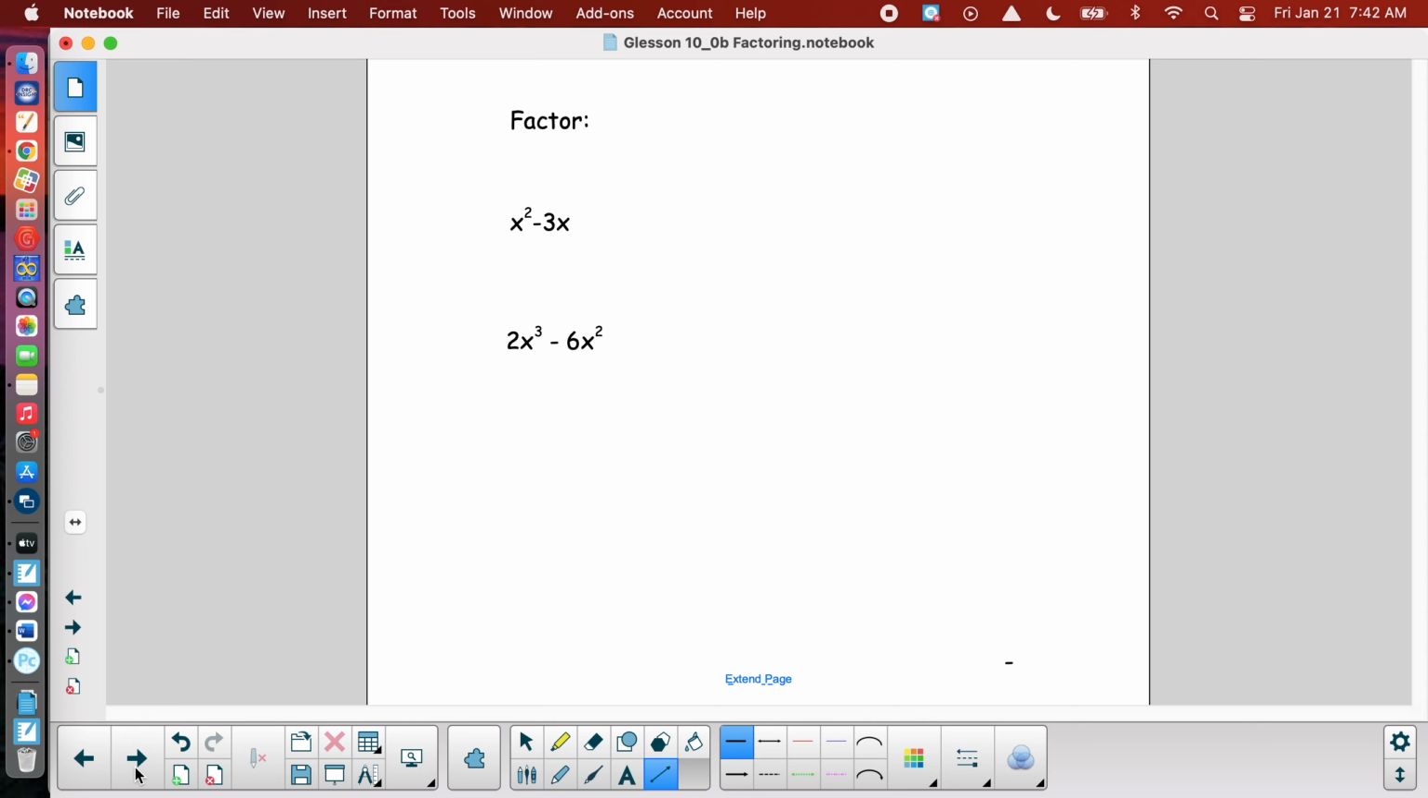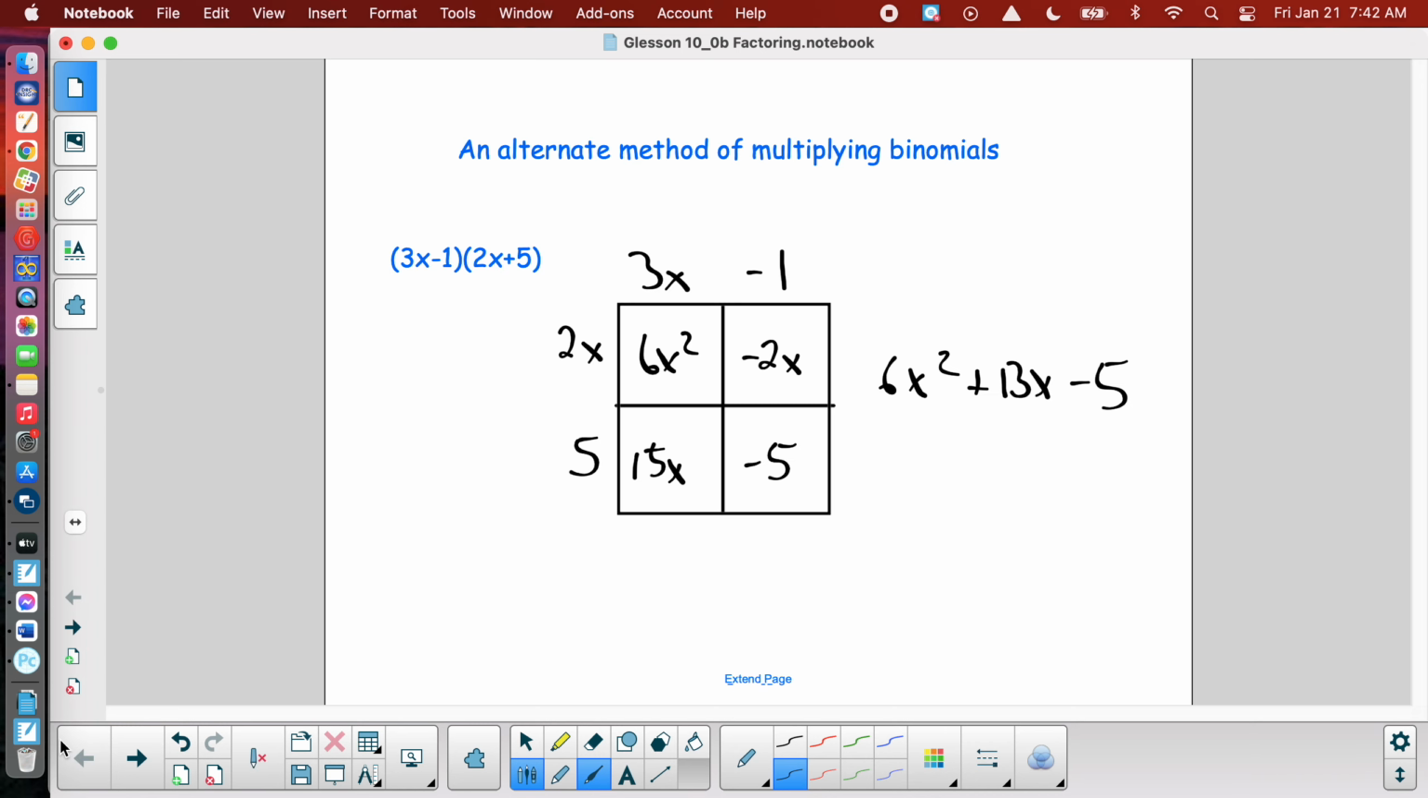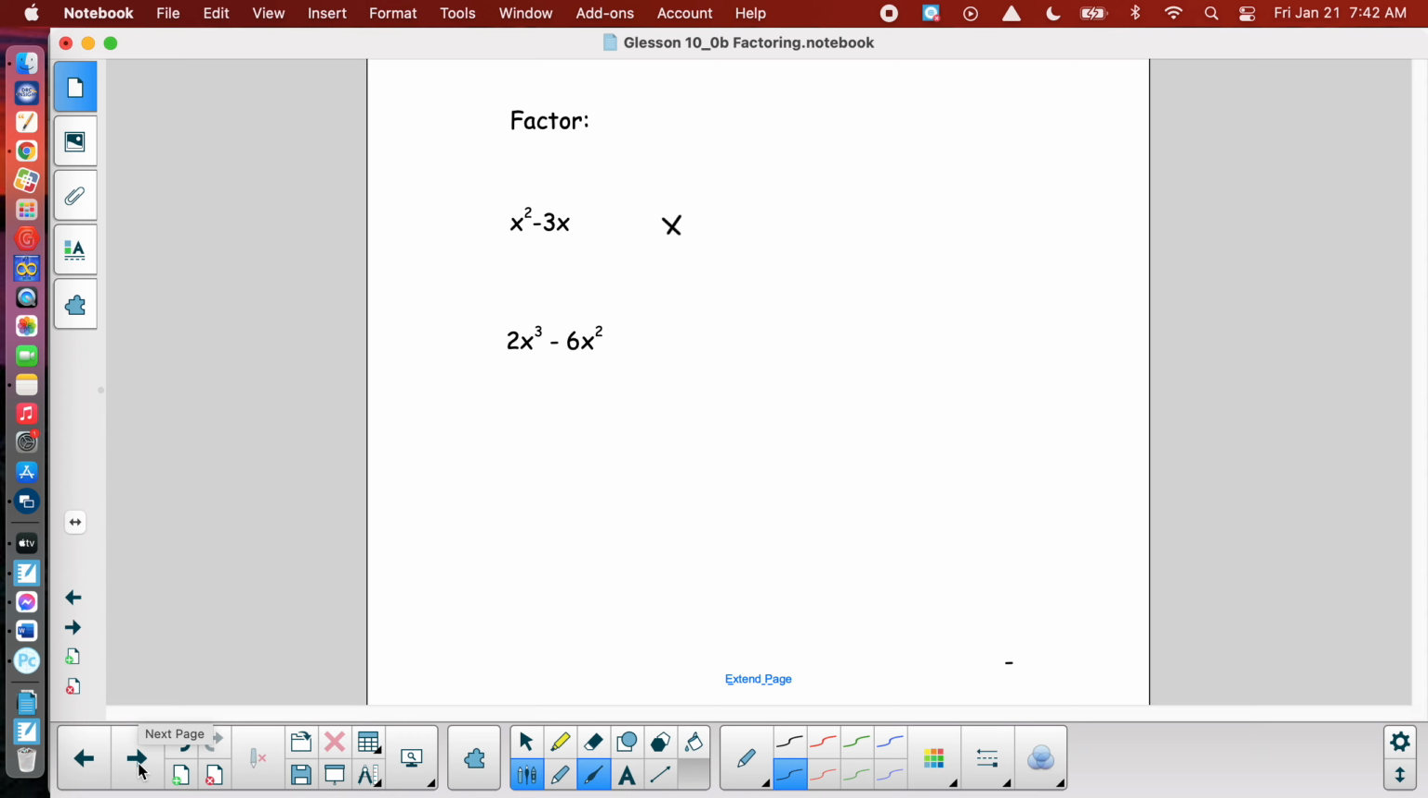So x squared minus 3x, what is the greatest common factor between x squared and the 3x? It's an x. Gosh, every single time, Mr. Dorn. That worked out well though. It did. Okay. We take out the x and we're left with an x minus 3.